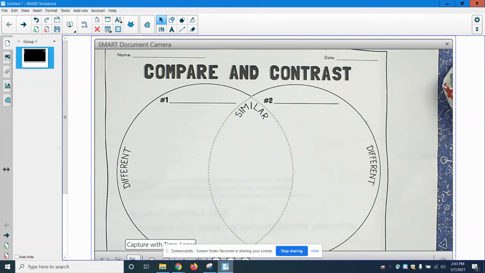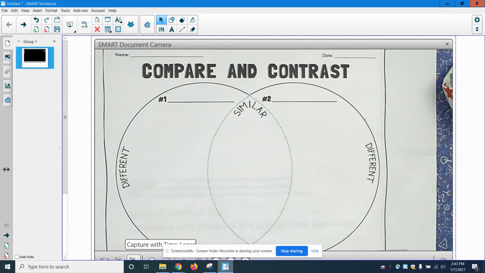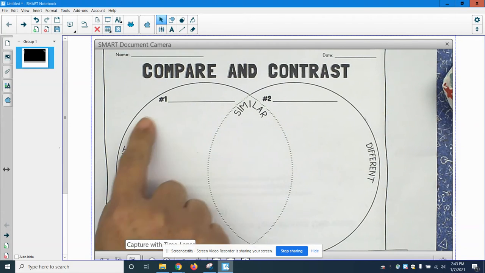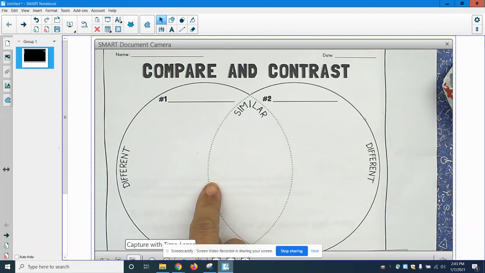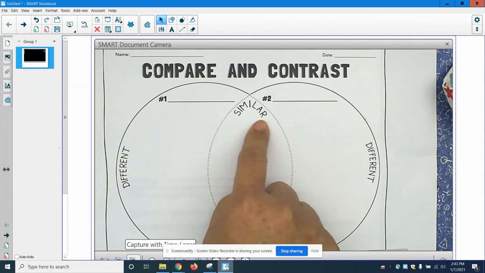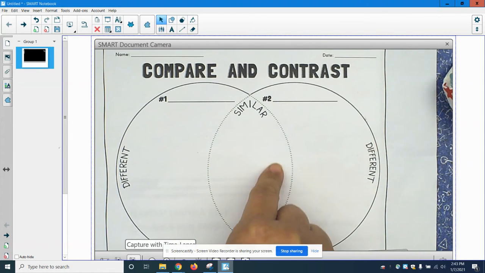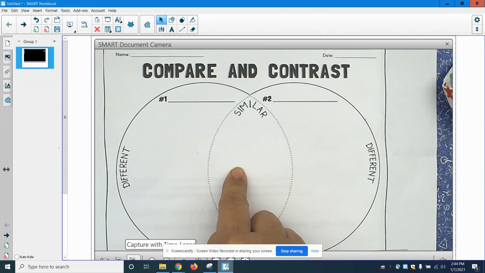We read the enormous potato and the gigantic turnip. And we're going to talk about how they're different and how they're similar. This is called a Venn diagram. A Venn diagram is almost like two hula hoops that are laying out, and where they overlap, this area right here, is where the two different ideas are similar.